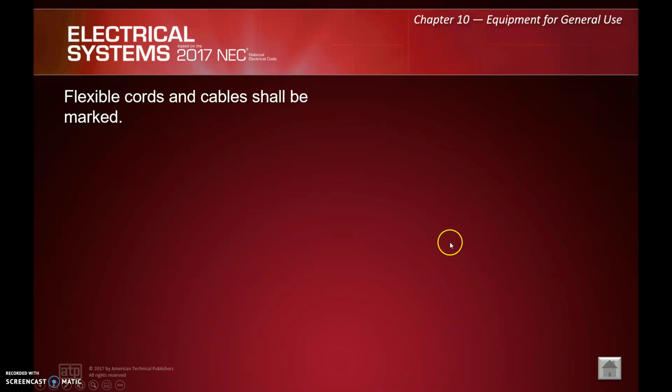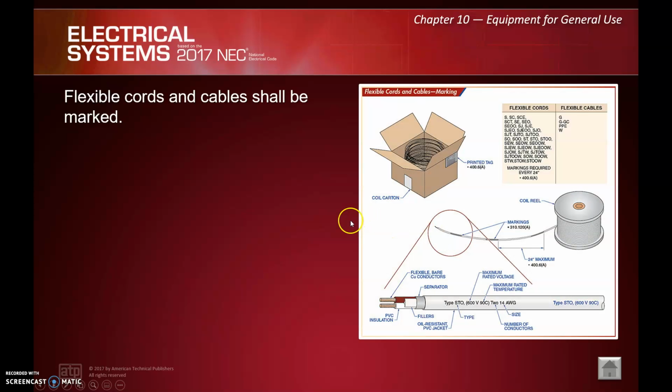So jumping right in, flexible cords and cables shall be marked. Okay, we all know this from looking at Romex or any type of cord you've ever used. Of course, you can never find the info you need on the length of the cable you're looking at that moment, but it should have, among other things, voltage rating, insulation type, and information from the manufacturer. Again, usually you're looking at that for voltage rating and for actual wire size as well.